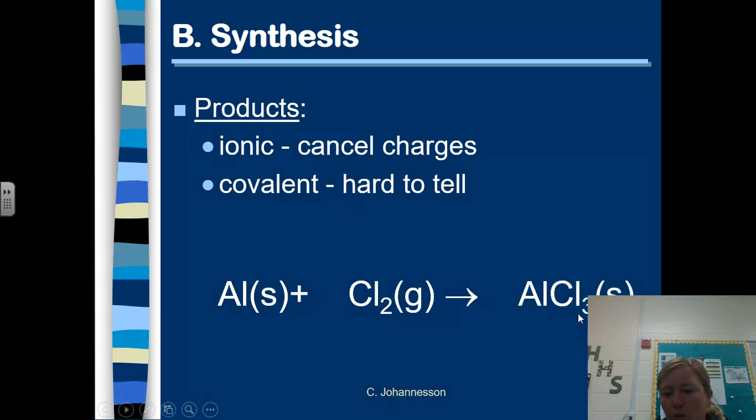Aluminum has a 3 charge. That's why this 3 went down here. Chlorine has a -1 charge. That's why there's nothing here. Notice this 2 has nothing to do with writing the compound. Be very careful. I see that mistake made all the time. So chlorine charge is -1. That's why there's nothing there.